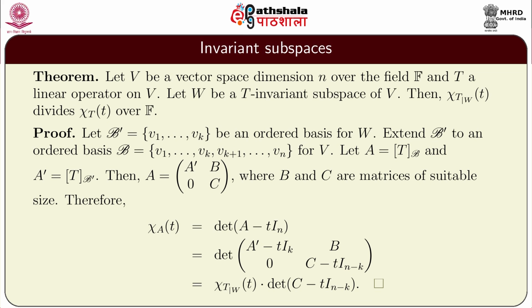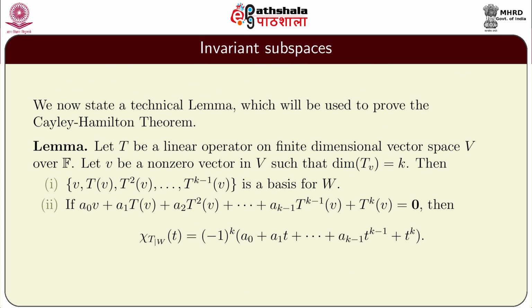characteristic polynomial of T. Let us now state a lemma which is somewhat technical in nature, but it will be used to prove the Cayley-Hamilton theorem. It says the following: let T be a linear operator on a finite dimensional vector space V over F. Let small v be a non-zero vector in V such that the dimension of the T cyclic subspace T v is k.